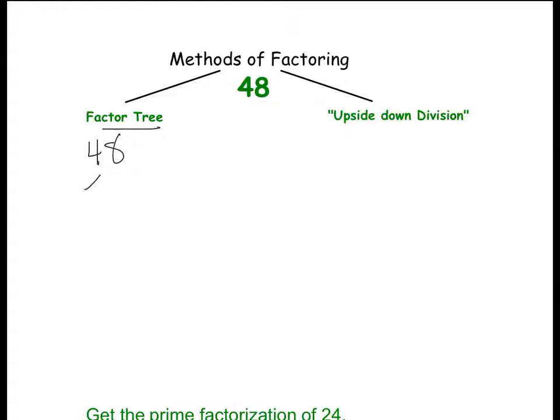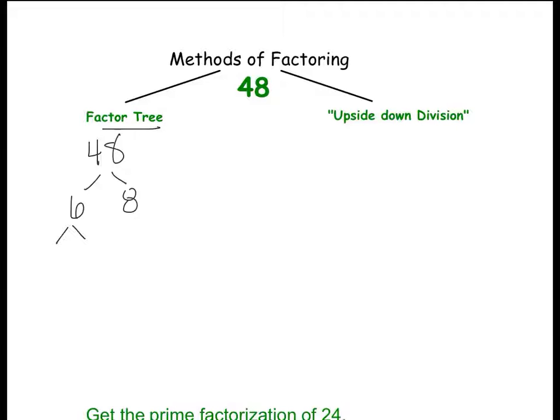We're going to put 2 branches out from 48. And we need to think of 2 factors that multiply together to make 48. So I know that 6 times 8 is 48. Then I ask myself, is 6 prime or is 8 prime? Neither of them are prime numbers. Both of them have factors that are more than just one and itself. So we break each of these numbers apart.